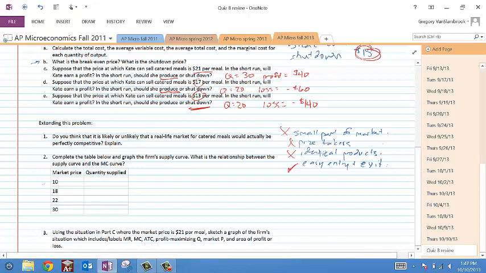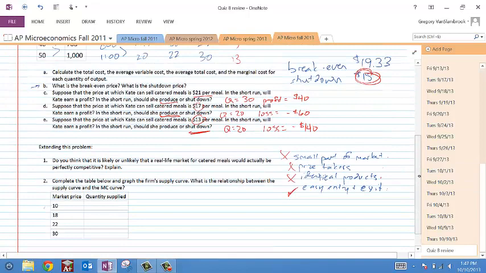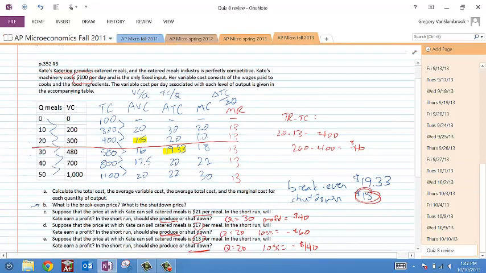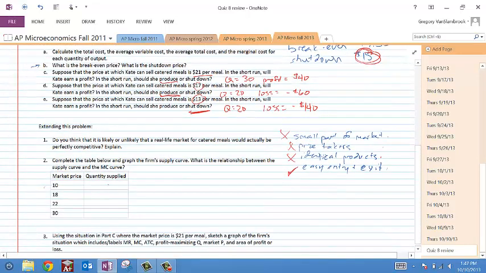If the market price is $10, our marginal revenue is $10, the firm would, well, actually we should stop here and say $10 is less than the shutdown point. So the firm would supply 0 in the short run. If the market price were $10, they would shut down.